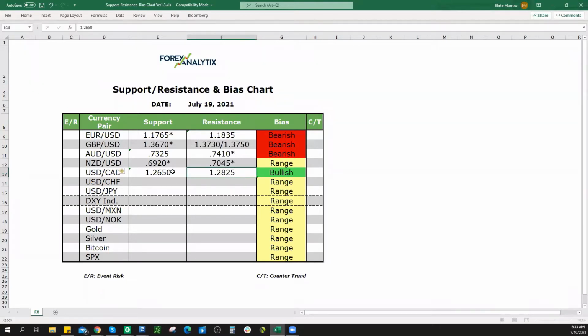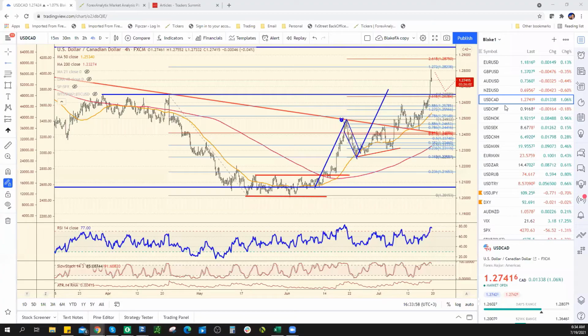Okay. This will be key. I just need to put an asterisk here. This is really critical support. It's got to hold on the way down. Now, yeah, we can drop obviously a little further than 126.50. I just think 126.50-ish is going to be really big support.